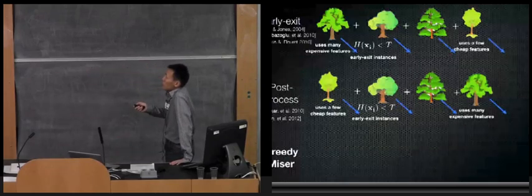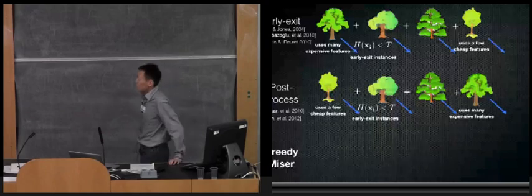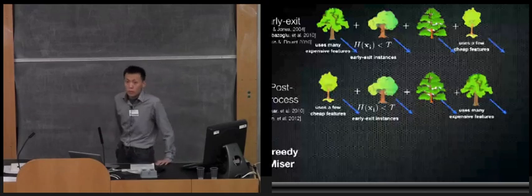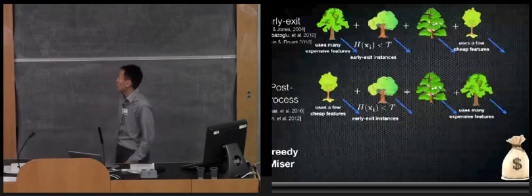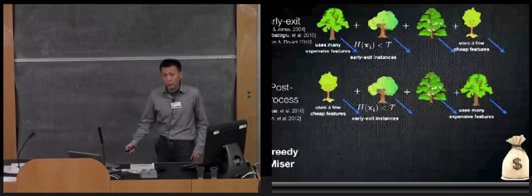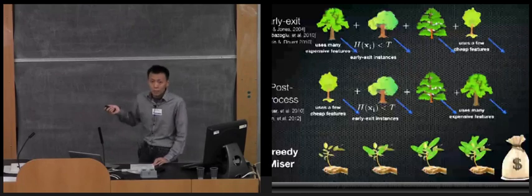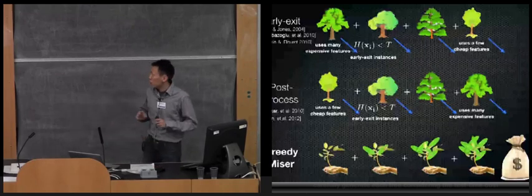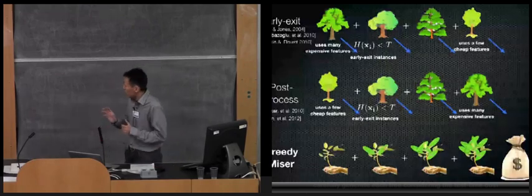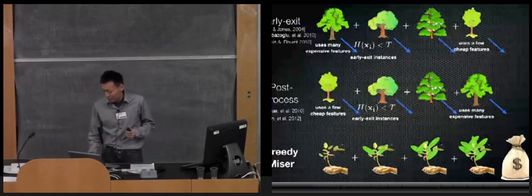Our algorithm, which we refer to as the Greedy Miser, is totally different from all these previous approaches. We consider the test-time cost from the very beginning, and we carefully generate all these trees with the test-time cost in mind. So we don't build blindly. We generate these trees with the test-time cost in mind.